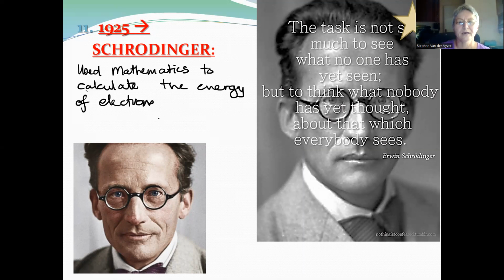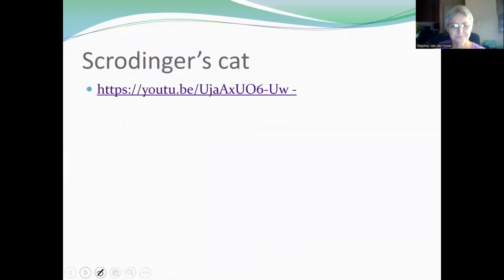Now, where Bohr had the idea that the electron orbited the nucleus, Schrödinger said, no, the electron moves in a three-dimensional space around the nucleus. And his mathematical equations help us to see these spaces. These spaces are called orbitals. Here is another interesting video. It is called the Schrödinger's cat experiment, and you might enjoy watching this video as well.